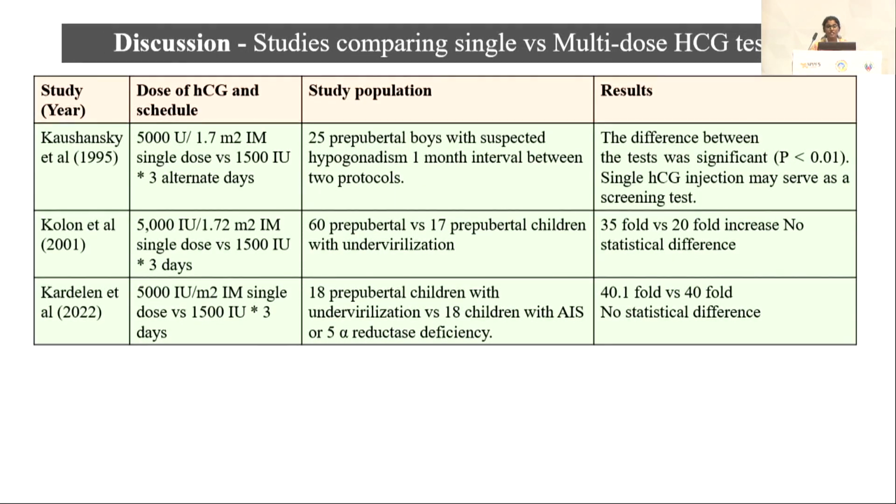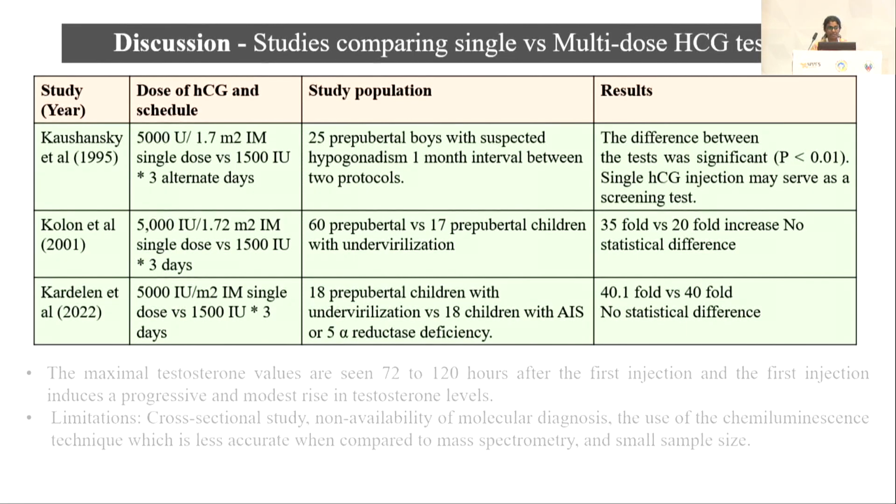So coming to the studies which had compared single versus 3-day HCG similar to us, the dosages used were a little different. It is 5,000 units per 1.7 meter square versus 1,500 for 3 days. Similar to our study, the first study, Kaushansky et al., had analyzed 25 pubertal age group, and he tested both protocols with a 1 month interval between them, and he found that the 3-day is much better than the single dose. But however, the later studies had shown that both the protocols don't have statistical significance, and both are almost equal in predicting the Leydig cell activity.